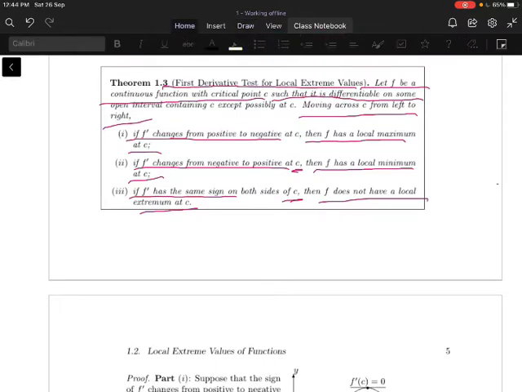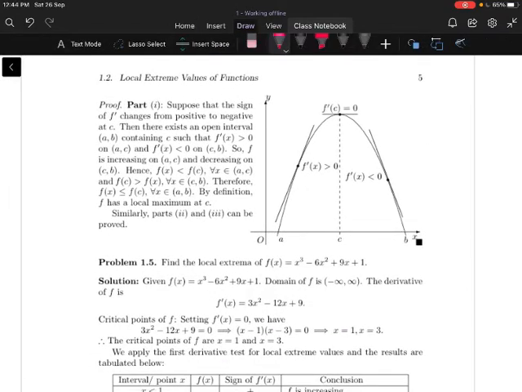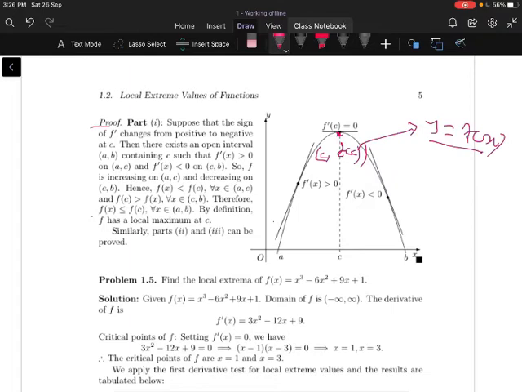Let us move to the proof of the first statement. Now we'll move to the proof of part 1. Suppose that the sign of f dash changes from positive to negative at c, then there exists an open interval a, b containing c such that f dash of x is positive on the interval a comma c and f dash of x is negative on the interval c comma b.